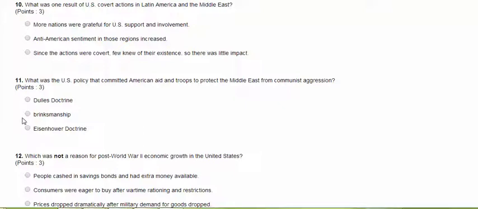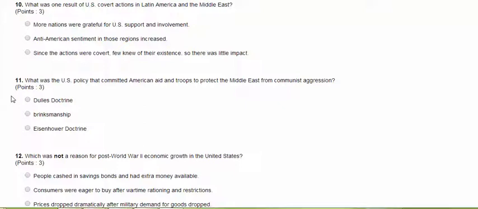Number 10, what was one result of the U.S. covert actions in Latin America and the Middle East? More nations were grateful for U.S. support and involvement. Anti-American sentiments in those regions increased. Since the actions were covert, few knew of their existence, so there was little impact.